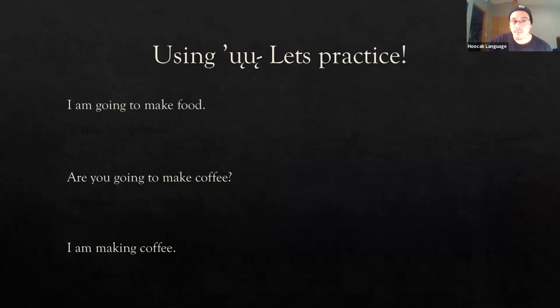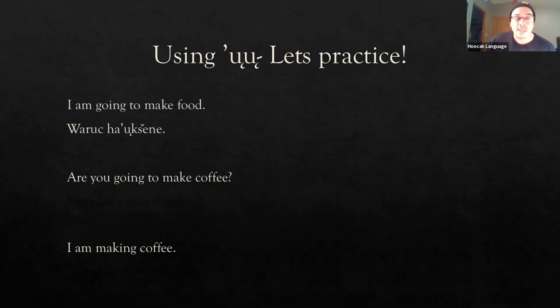Okay. So the first sentence, I am going to make food. Notice this is future tense. So if you think back onto the chart that we had at the beginning, how are we going to make this future tense? So the answer is: I am going to make food. Just real basic. It doesn't say when I'm going to do it. It's just I'm going to make food in the future.